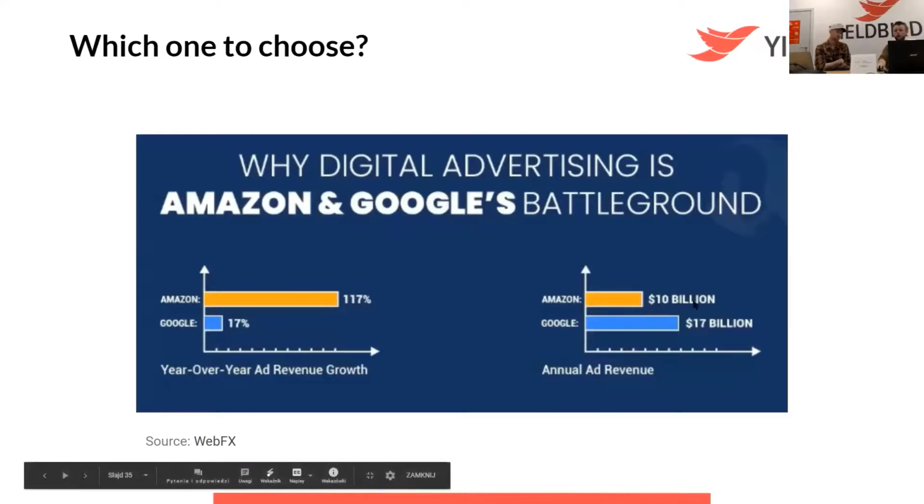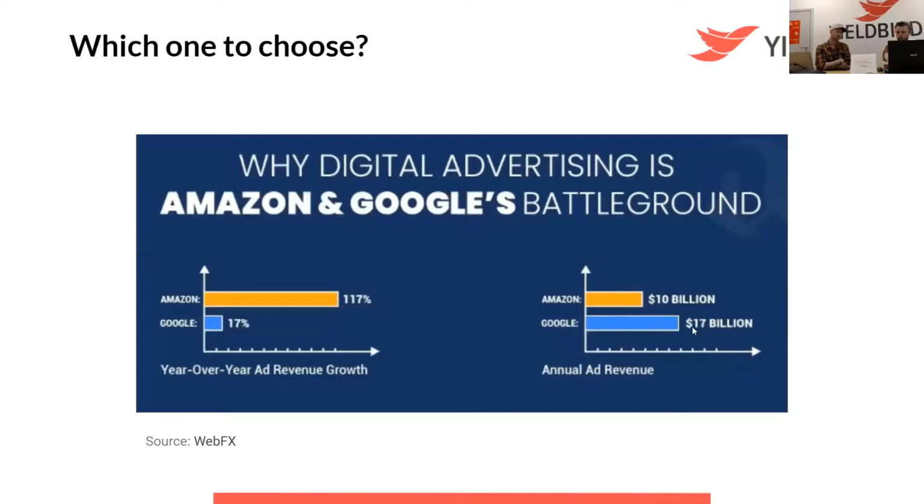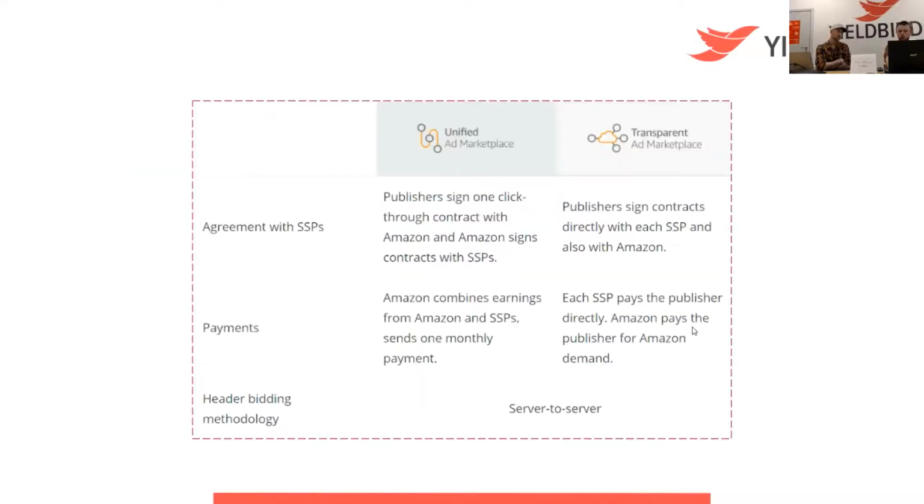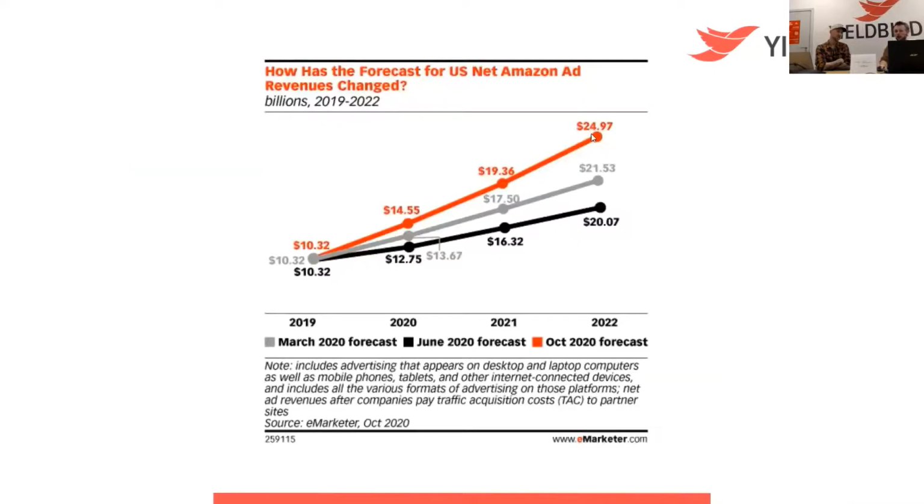But here, annual ad revenue, 17 billion to 10 billion, and look at that. Yeah, 17 for Google, forecasted 24 for Amazon soon, because they are talking about this 10 billion from 2019, and they are forecasting Amazon to grow to 24 in 2 years.